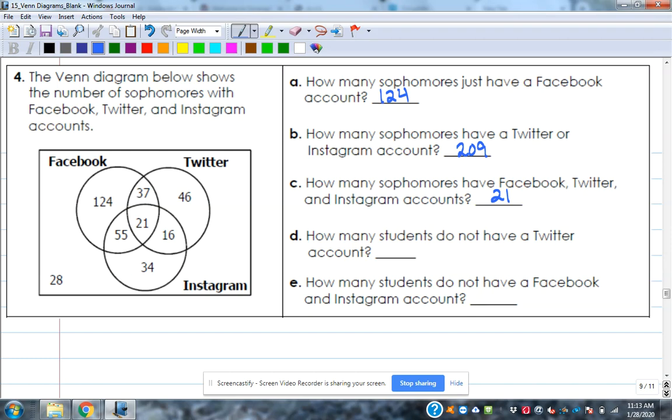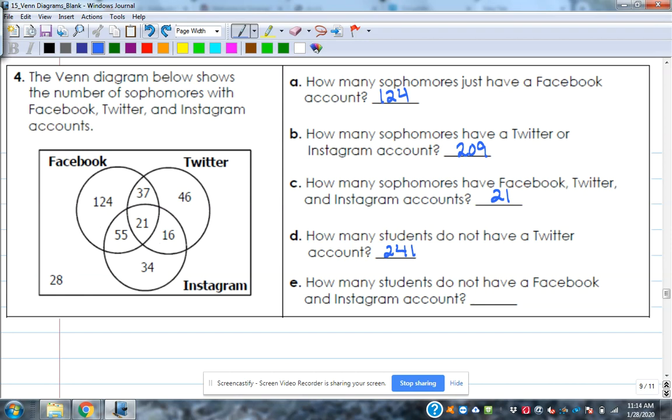Where are you getting that from? When you add the 34 plus 55 plus 124, because those are the only things that don't have Twitter. And what else? And the 28 that don't have any of them. Don't forget that. So that's going to give us how much? 241. So yes, you add up those 3 and then that one together. Get that 241. All right.